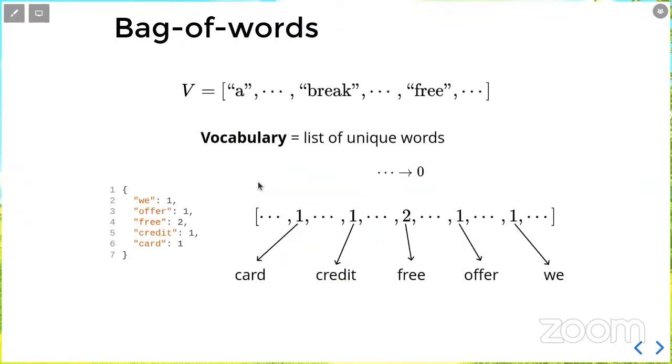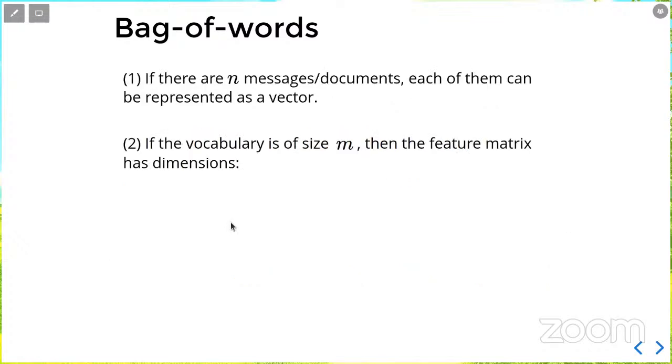Now, given the frequency, we represent each message as a vector. If there are, say, 10,000 words in your vocabulary, then you have a vector of length 10,000, and a message is encoded as a vector of length 10,000 with zeros in most places, but the frequency of each word which occurs in that message gets displayed there. So for example, this particular message will be represented using this vector of length 10,000. That is the bag of words model.